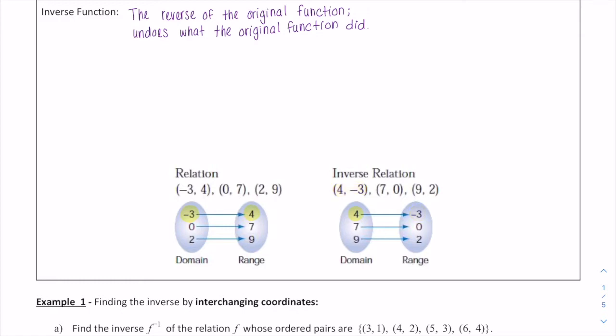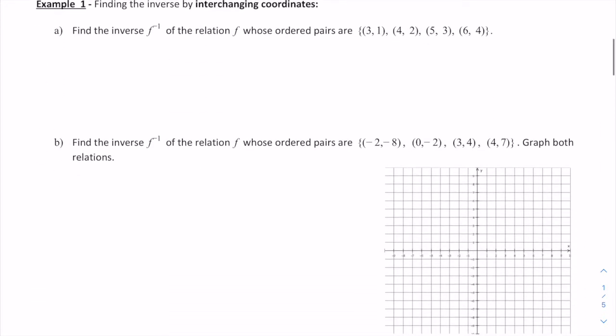So let's get into some examples of how to use this and how to find the inverse, because the examples will really help you to understand how to use this. So for example 1, we're going to be finding the inverse by interchanging coordinates, similar to that first example we had in our definition. When I denote inverse, I always use this superscript -1, and how we say that is just f inverse.